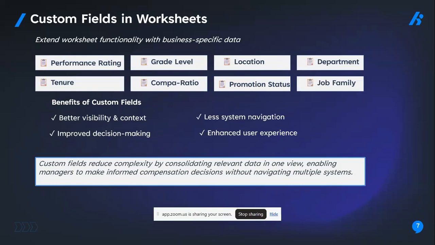they are more likely to make a salary adjustment. Less system navigation. Imagine a manager having to click out to performance management to check the rating, then come back to compensation to enter the decision, then go to a reporting tool to check the comp ratio. It is inefficient. Custom fields consolidate everything in one view.